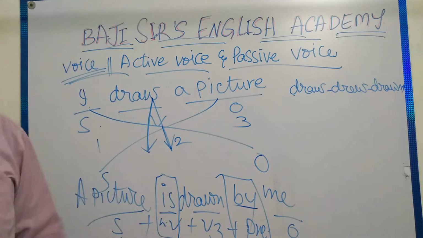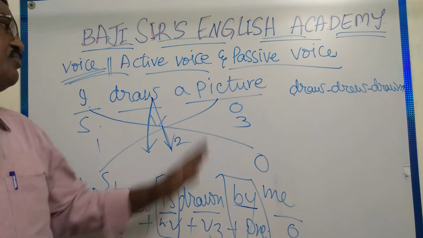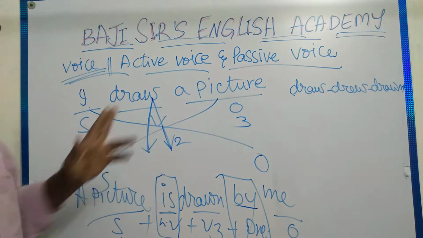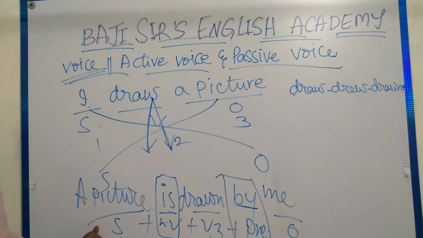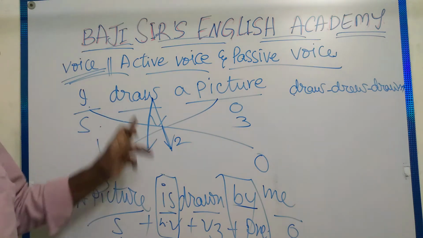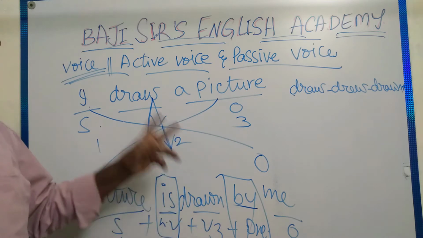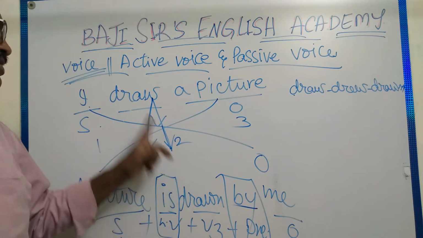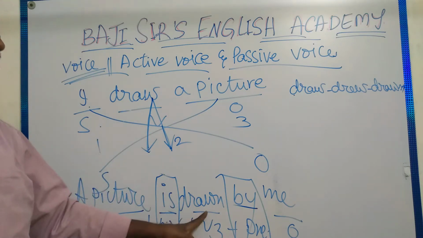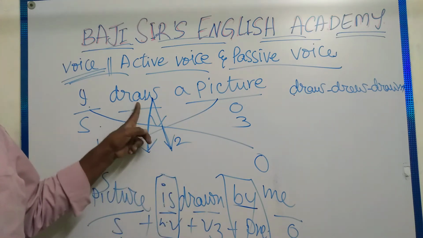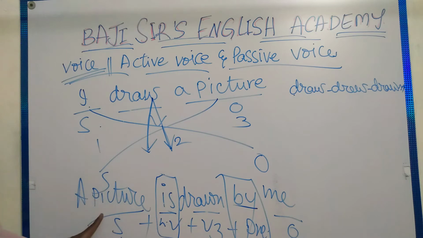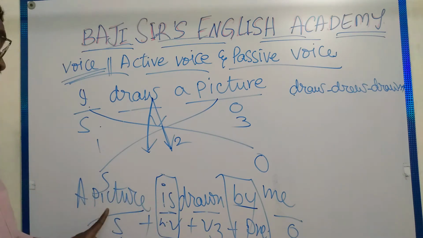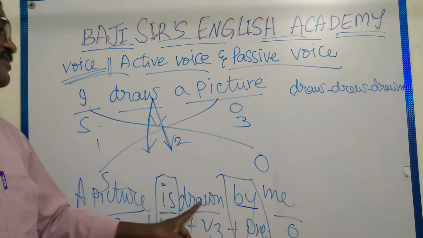So to change active voice into passive voice, first of all we have to write the object of the sentence as the subject, and the verb form we have to divide into two parts. One verb becomes two verbs: B form and V3. Present tense, present B form. A picture is singular, so we write a picture is. Suppose pictures are there, then pictures are drawn.